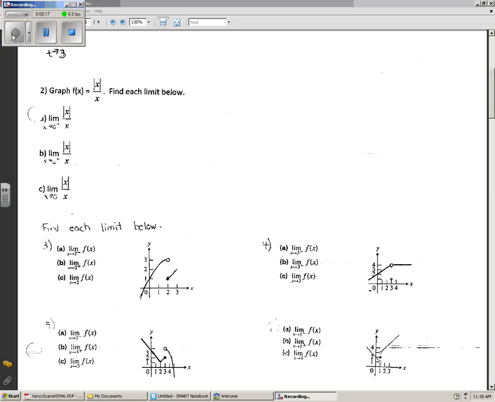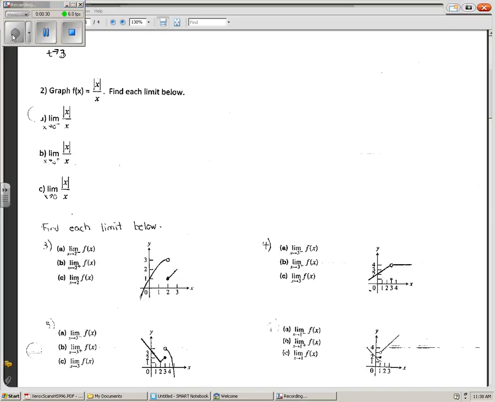In number 2 they're saying graph f of x equals the absolute value of x divided by x, and then find each limit. So let's draw a rough sketch. First of all, this function is undefined when x is 0. Now, x divided by x will always give us the number 1. The only thing the absolute value sign can do is change if the answer is positive or negative.